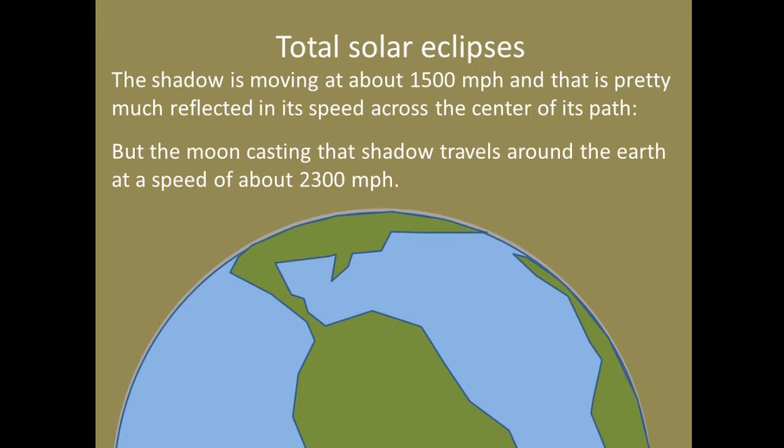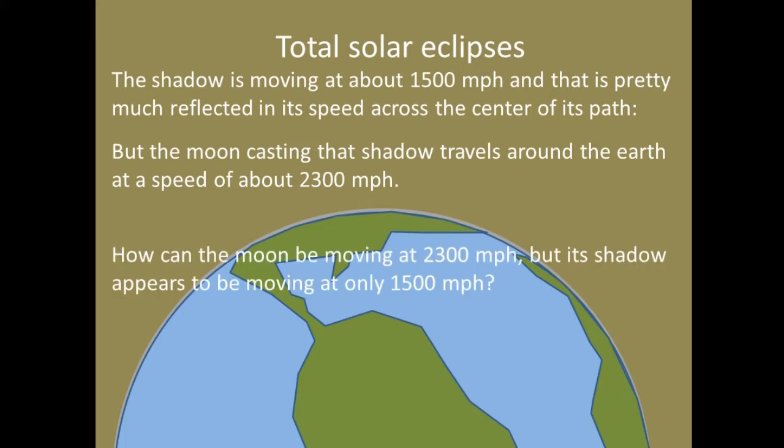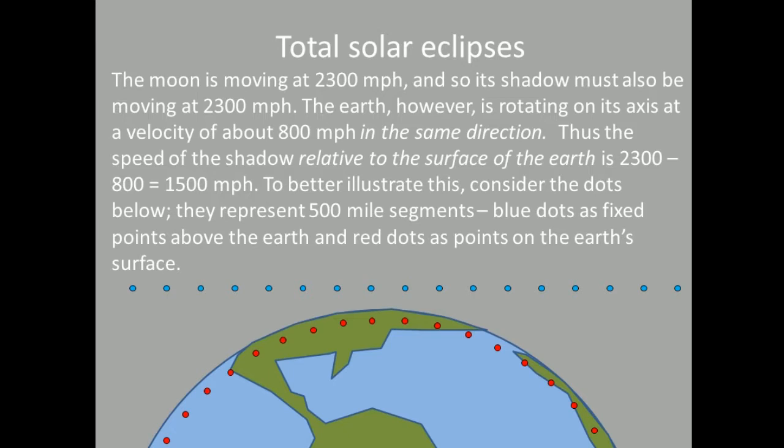But the moon casting that shadow travels around the Earth at a speed of about 2,300 miles per hour. How can the moon be moving at 2,300 miles per hour, but its shadow appears to be moving at only 1,500 miles per hour? The moon is moving at 2,300 miles per hour, and so its shadow must also be moving at 2,300 miles per hour. The Earth, however, is rotating on its axis at a velocity of about 800 miles per hour in the same direction. Thus, the speed of the shadow relative to the Earth's surface is 2,300 minus 800, which is 1,500 miles per hour.